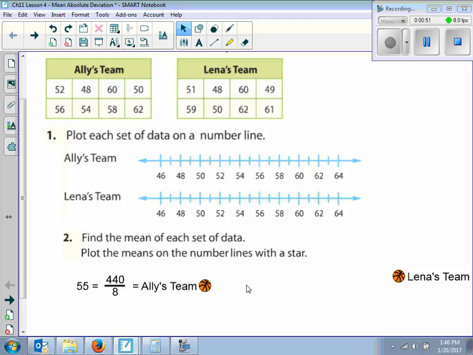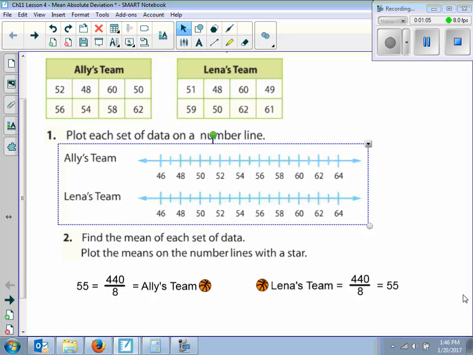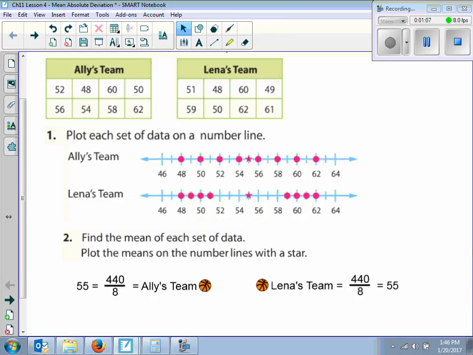That gives us 55. Same thing with Lena's team scores. We're going to add them together and divide by 8. And they just happen to have the same average, right? So now we're going to plot the data on the number line.